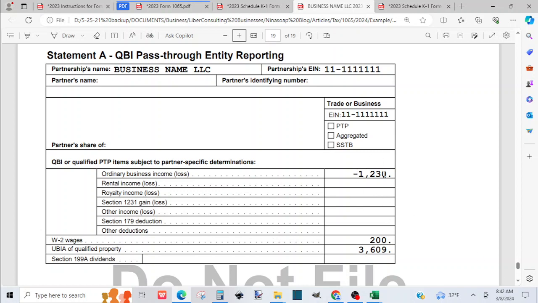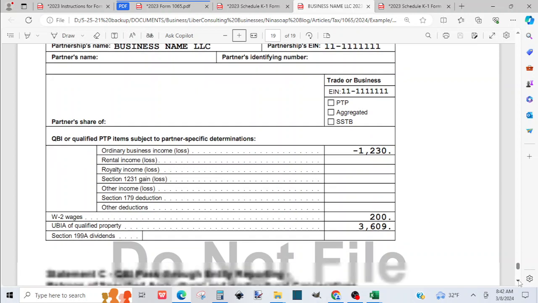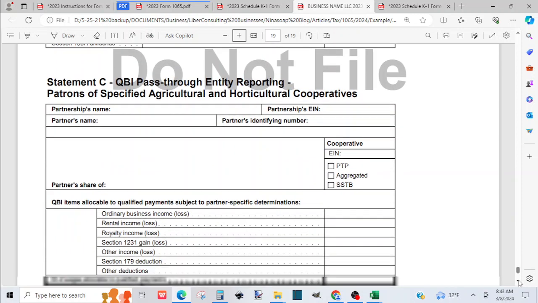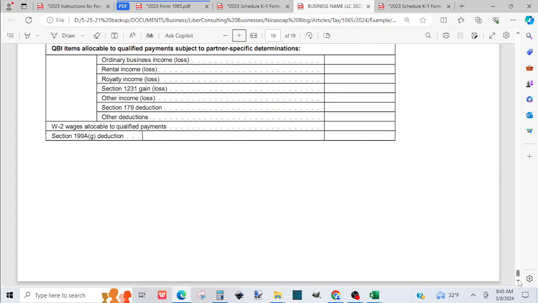That will have the full original loss income, the W2, and the business asset basis of depreciation. Yeah.